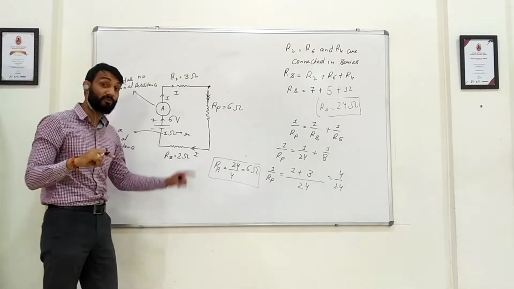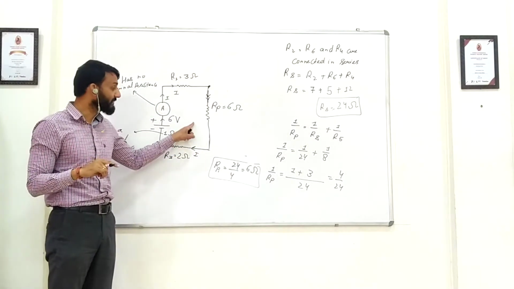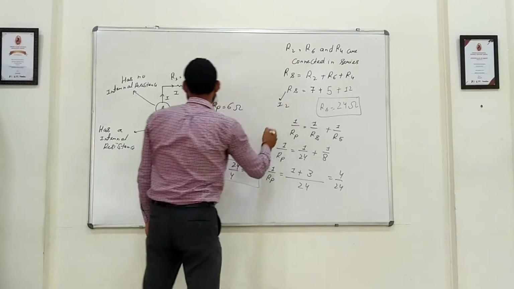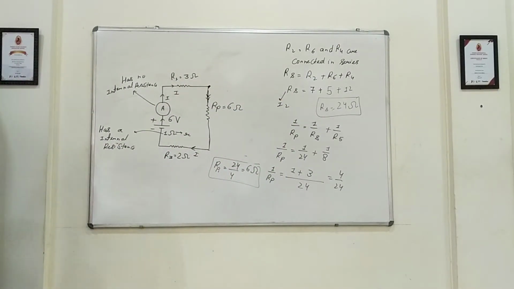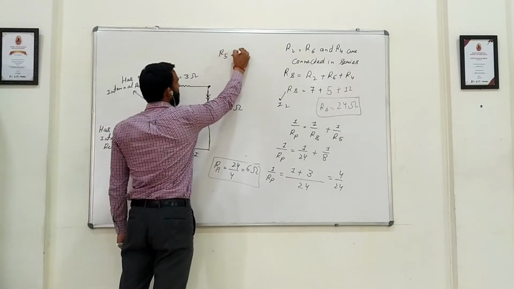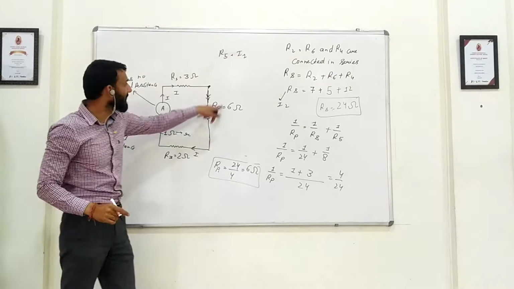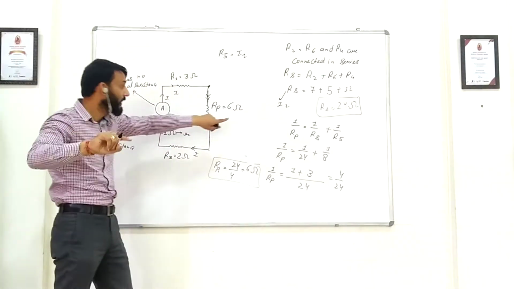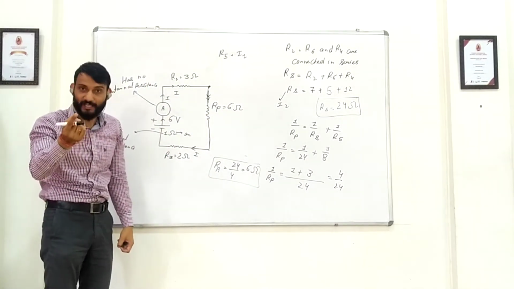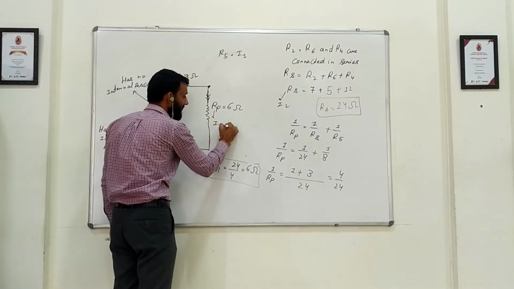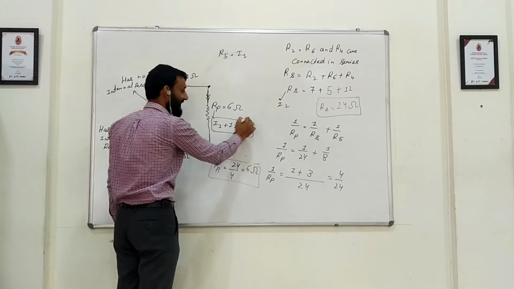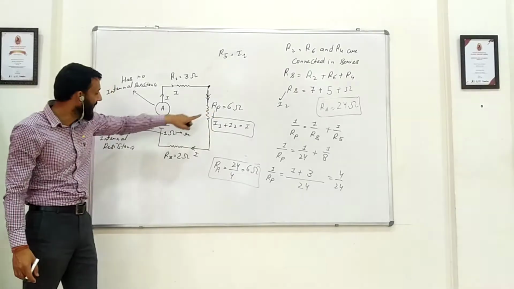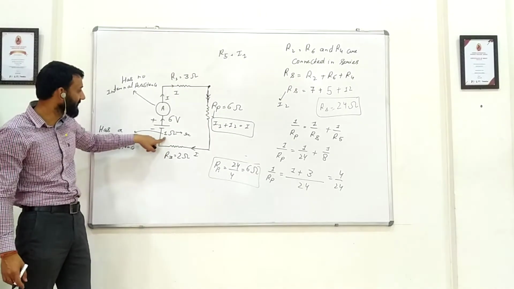Now guys, what is the current passing through this Rp? The current passing through Rp would be the same as was passing through Rs. So the current passing through R5 was I1, and the current passing through Rs is I2. So I1 plus I2 will give you I, the total current in the circuit. So now you can see I is passing through R1, I is passing through Rp, I is passing through R3, and I is passing through small r.